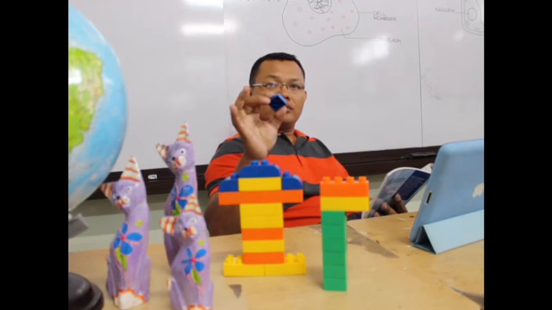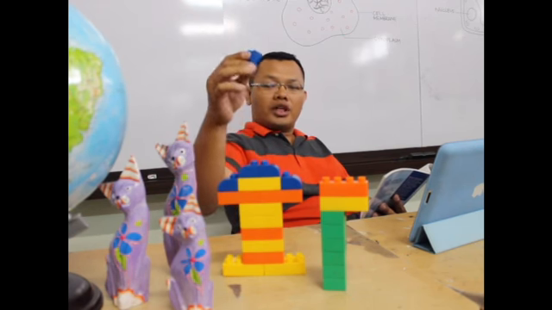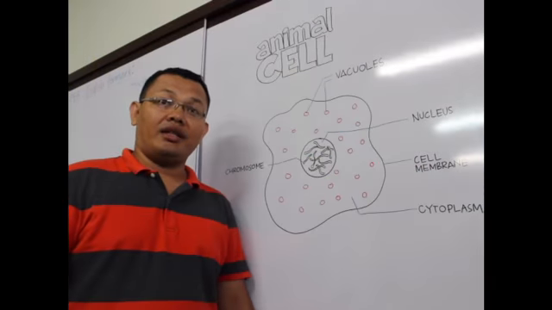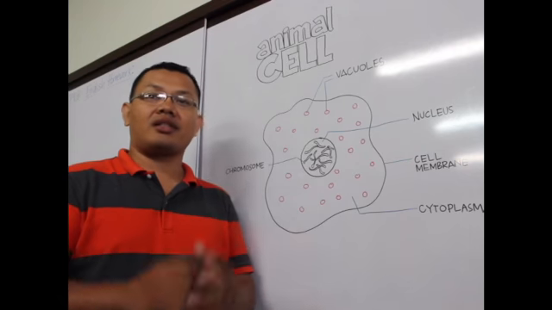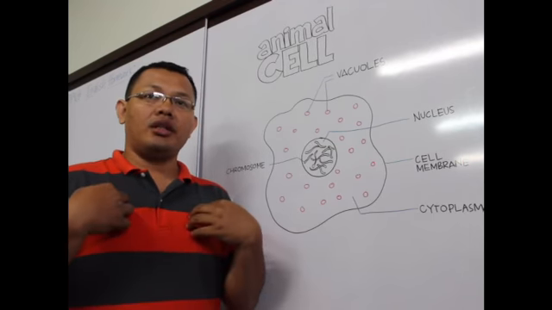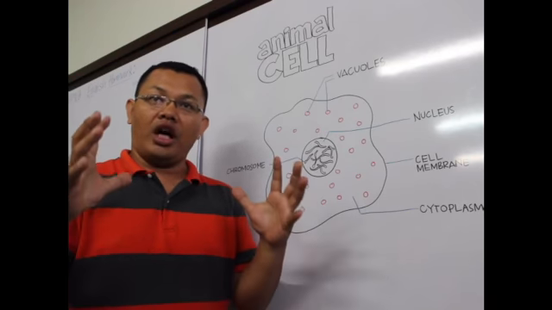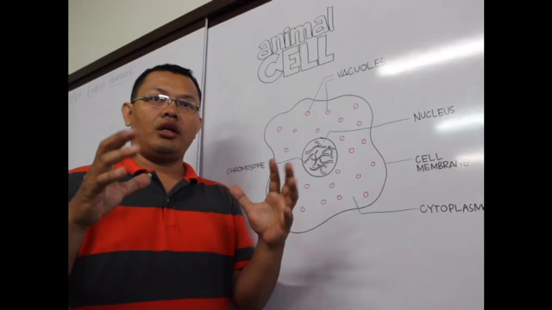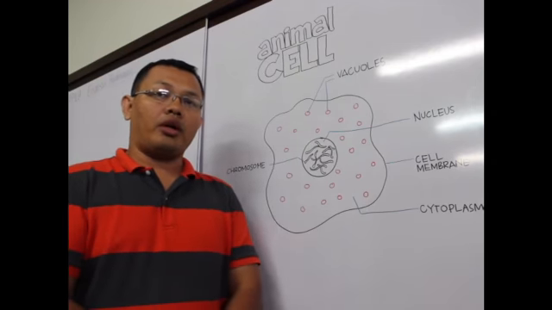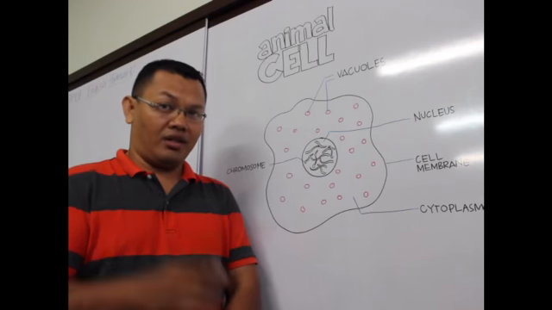It's like a building block. We build with one block, and each cell represents one block. Cells come in different shapes and sizes, both in plants or in animals, and also in humans. In humans, the smallest cell is the sperm cell, and the largest cell is the ovum cell, and all the other cells are in between. Today we will talk about the similarities and differences in animal and plant cells. Are you ready?